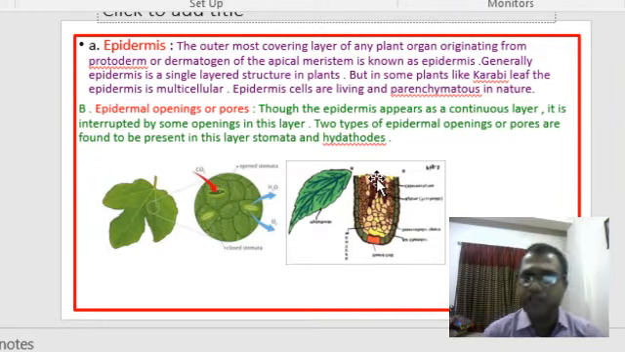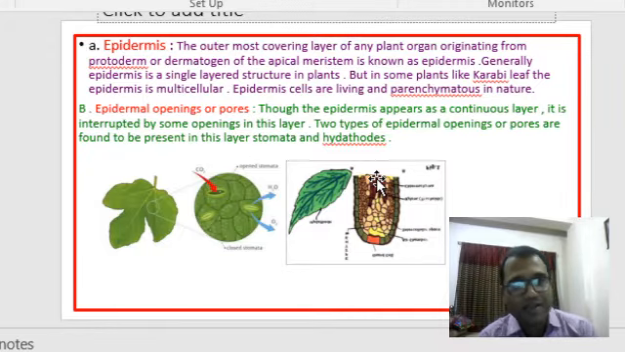Hydathodes are basically found at the leaf apex, and from the hydathode water comes out in liquid form, but from stomata water comes out as water vapor.